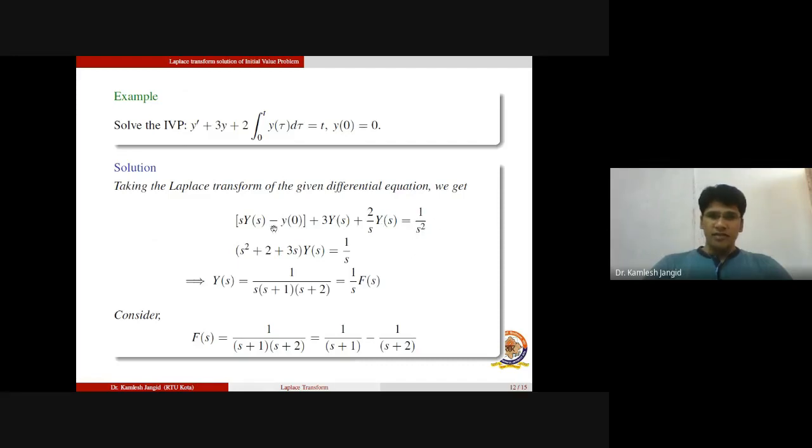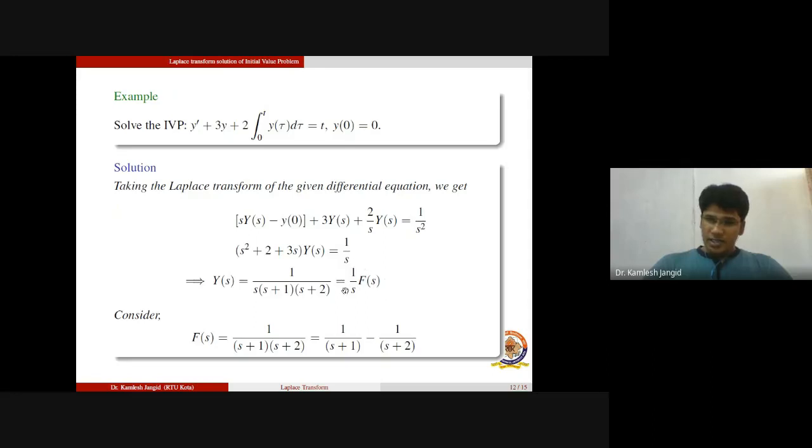Alright, now if we simplify this relation using the initial condition, then we get (s squared plus 3s plus 2) times capital Y equals 1 upon s. And if we simplify this relation for capital Y, then we get 1 upon s times (s plus 1)(s plus 2). And this can be written as 1 upon s times capital F(s), because this relation is divided by small s.